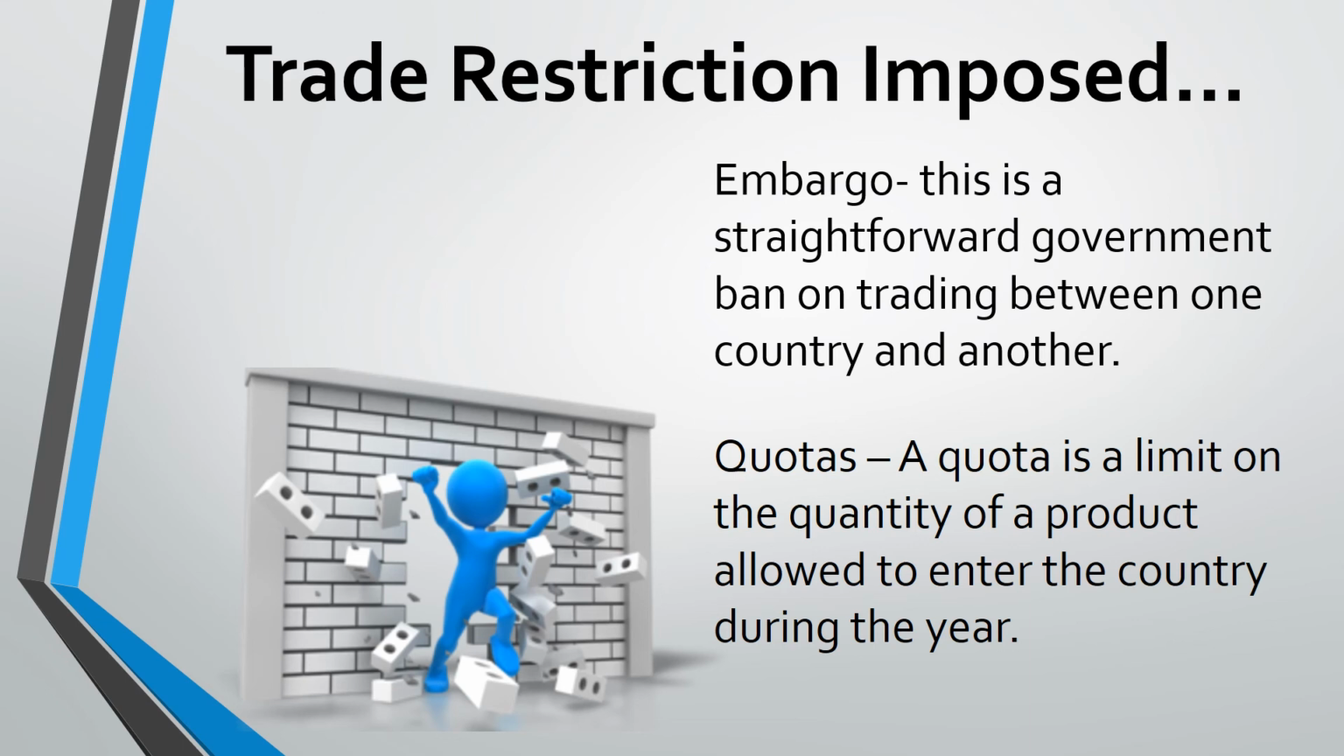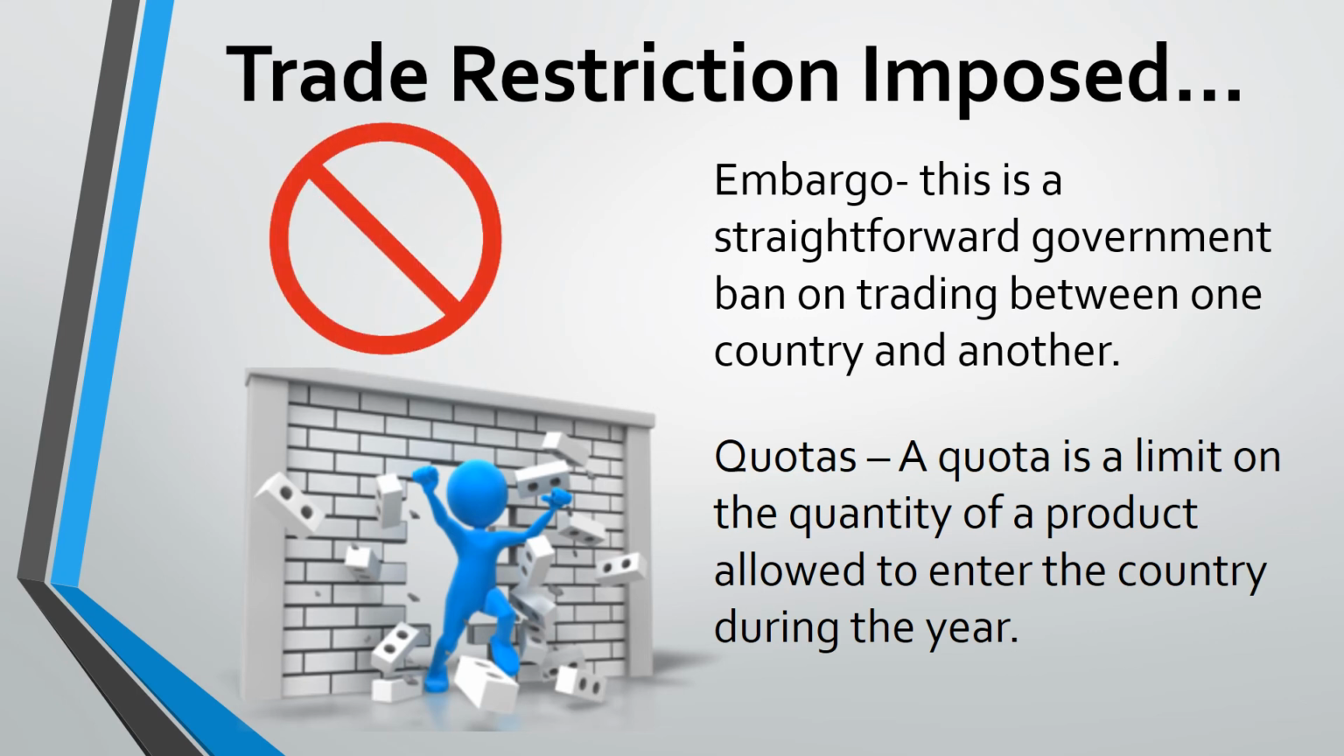So you can import more than the government says, but you have to get an import license. And of course, getting an import license means you have to pay for that, and paying for that is going to deter people from wanting to get that import license. So these are all trade restrictions the government puts in place to increase exports but decrease imports.